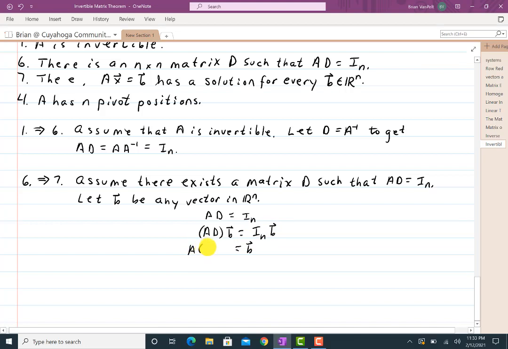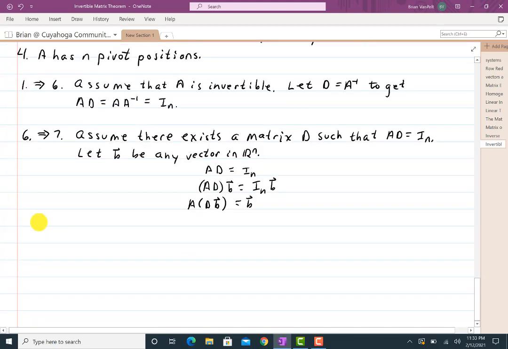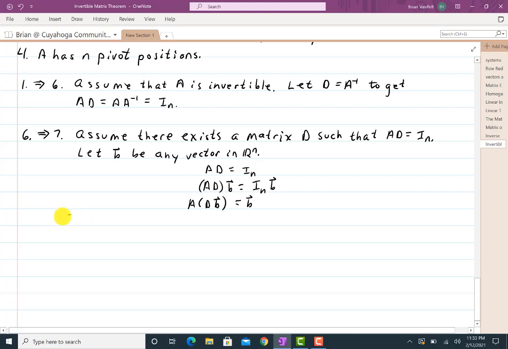I'll reassociate on the left. And we see that we do have a solution to the equation AX equals B. So if X equals DB, then it is a solution to AX equals B. So I've got that one.